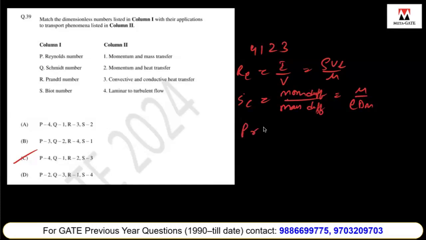The Prandtl number is the ratio of momentum diffusivity to thermal diffusivity alpha. So it is relevant to heat transfer involving different fluids. The Biot number is the ratio of internal conductive resistance to external convective resistance in transient heat transfer. It is hL by K.